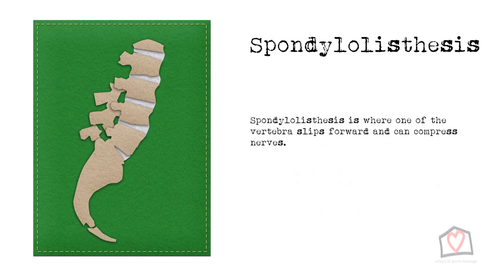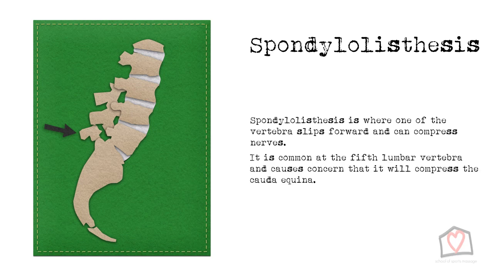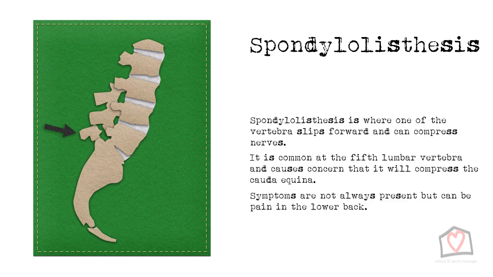Spondylolisthesis is where one of the vertebrae slips forward. This can put pressure on nerves. As it is common at the fifth lumbar vertebra, there is concern that it will compress the cauda equina nerve, although rare. This is a bundle of nerves at the bottom of the spine that control the bowel and bladder and has serious implications. Again, this does not always cause signs and symptoms, but there could be pain in the lower back, eased when sitting or bending forward, tight hamstrings, pain, numbness and tingling down one leg. Both of these conditions potentially lead to stress fractures of the pars portion of the vertebrae.